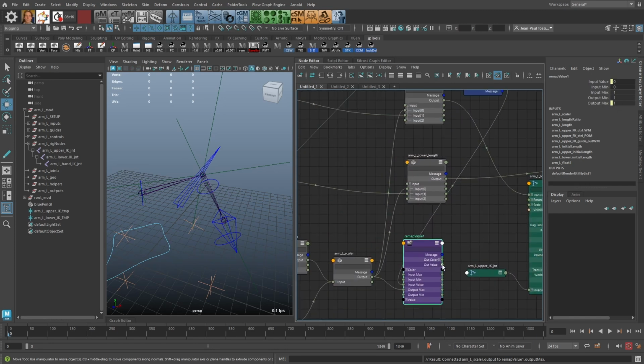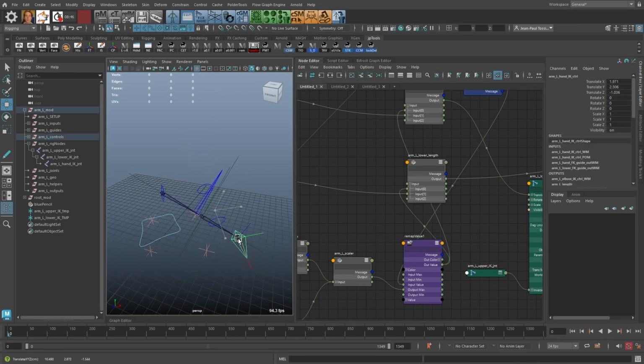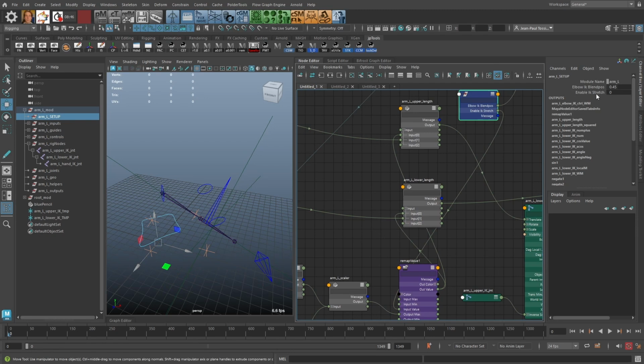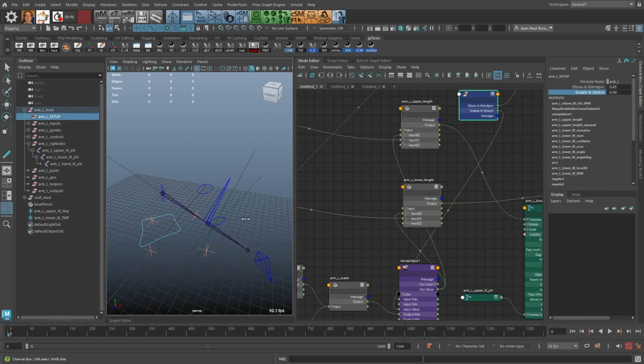And if we now take the out value and plug it in here, and if we now put the arm in a stretch position, you will see that it's not stretching anymore. And if we go to the setup and we enable the stretch, you can see that it's gradually fading into the stretched position.